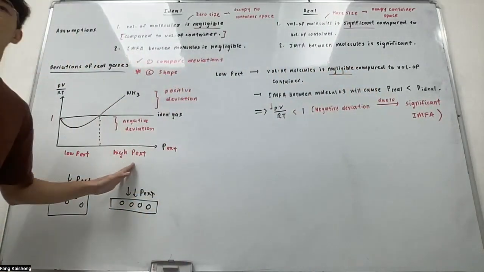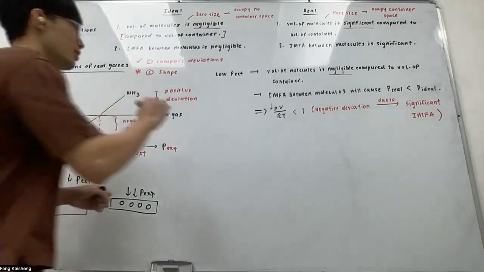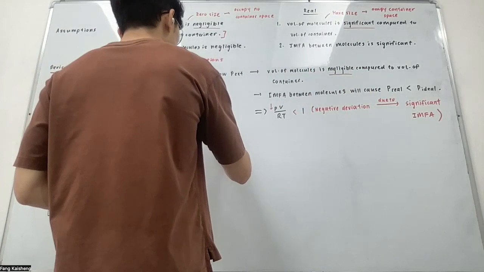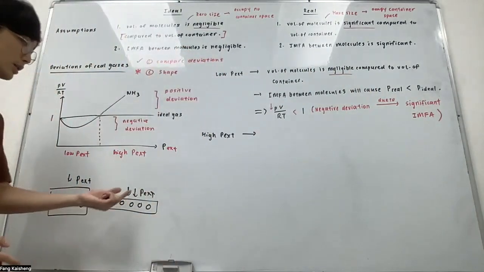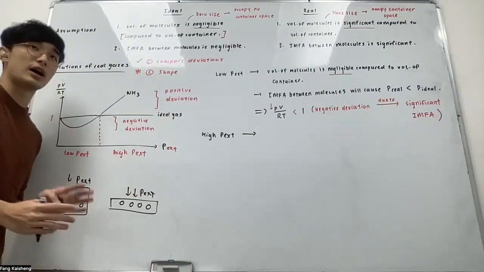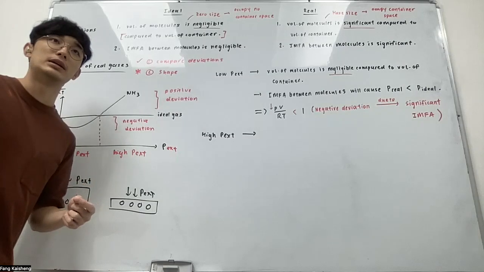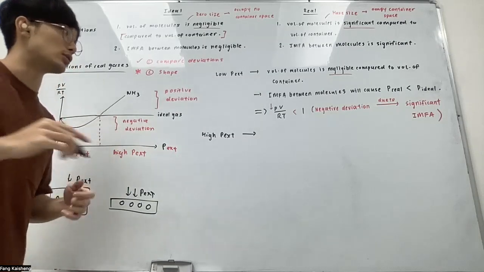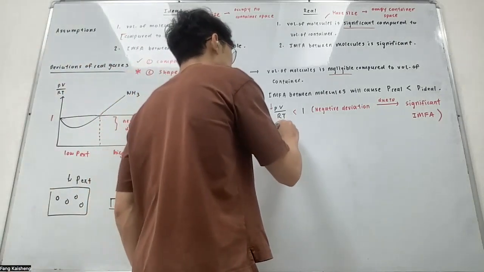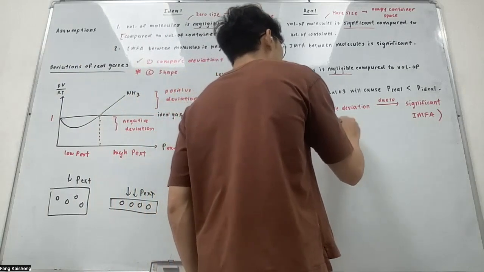Okay, let's move on to high pressure. Why does it deviate positively now? Do you remember earlier when I discussed high pressure? Is the volume negligible or significant? Look at this. The pressure on the outside is very high. It's like us being squeezed into that small little toilet here. Are we occupying a lot of space in that toilet? Yes. So that means the volume of molecules is significant.